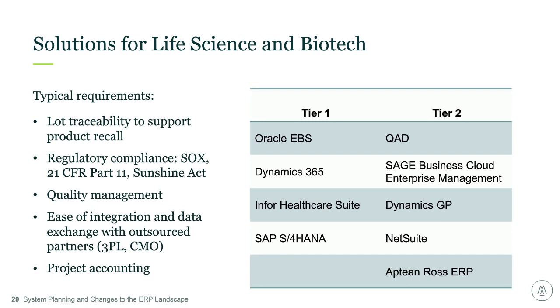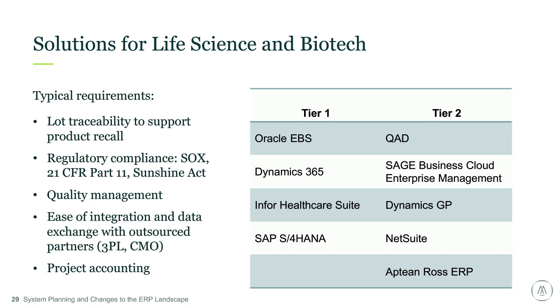For Tier 2, we see quite a few systems. We see QAD, we see Sage Business Cloud Enterprise Management, we see GP sometimes, and it has a presence because of its SQL database and ease of integration via web services. NetSuite features because of its project management, extensive audit trail and audit tracking of changes to the system. It also features because of its configurability to support regulatory compliance reports.